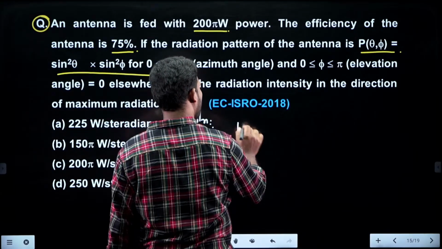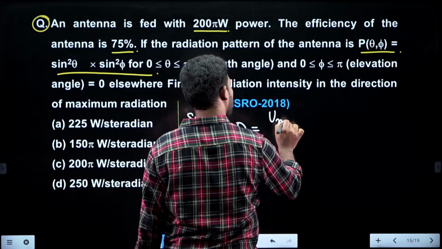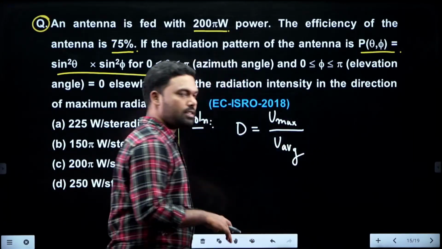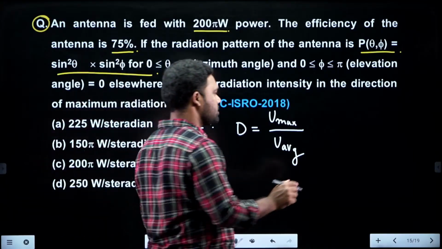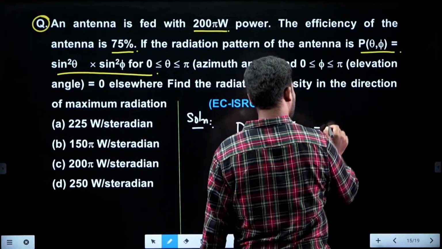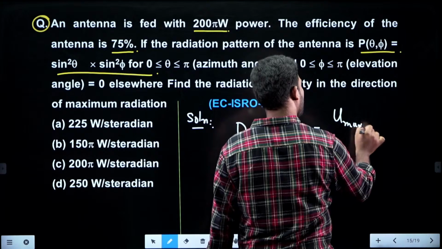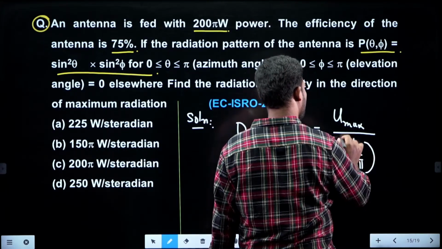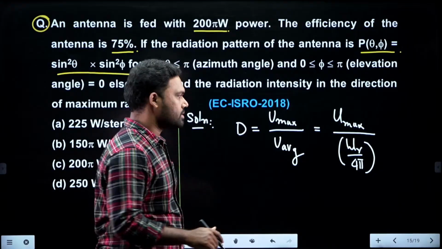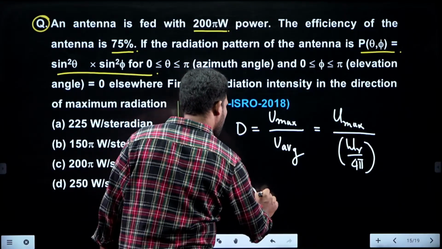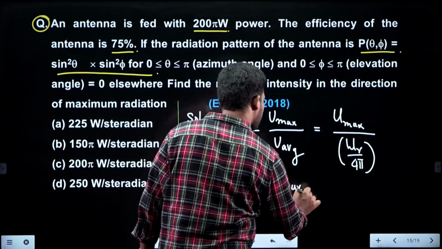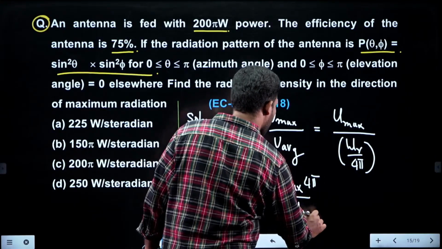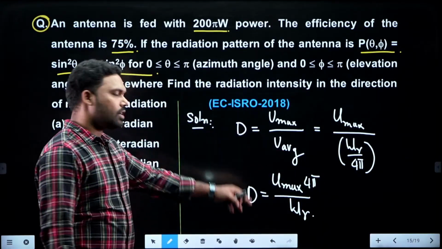We will get it from the directivity, which is U max divided by U average. This is the definition of the directivity. It is asking what this U max is. U max divided by the power radiated by 4 pi, the average radiation intensity. Fine. So, D is equal to U max 4 pi divided by WR. It is asking for the U max.